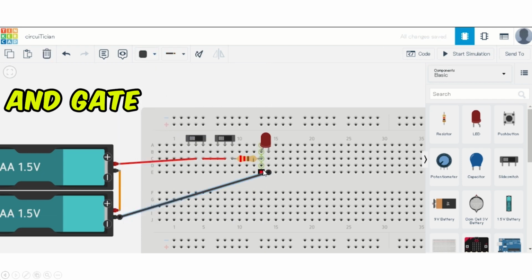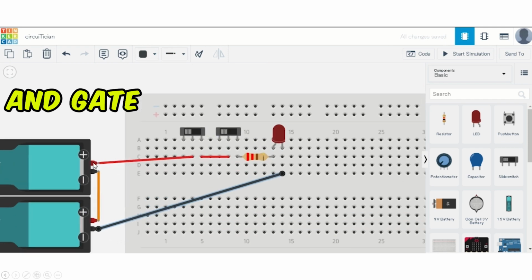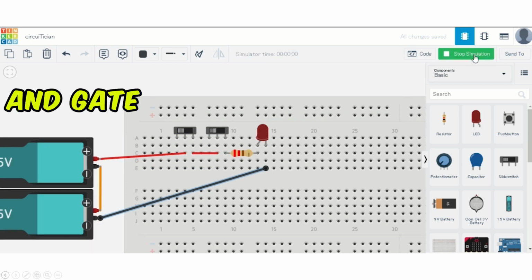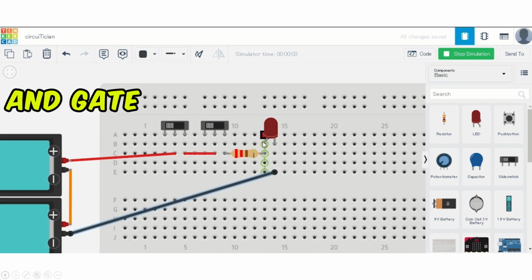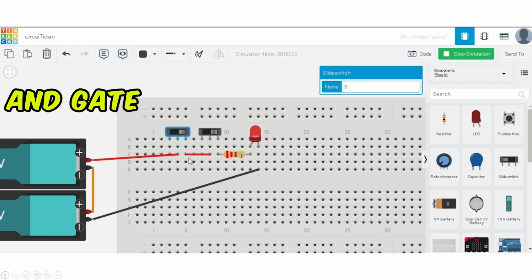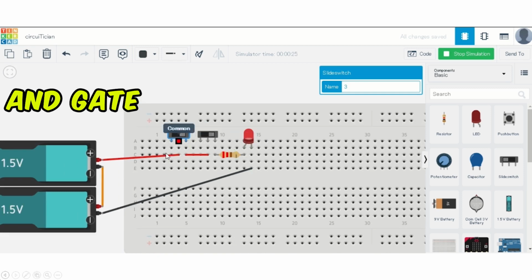Now if I turn off both the switches, the light will not glow. If I turn on both the switches, then the light will glow. Now I have started the simulation and I am turning on the switches one by one. I have turned on the first switch and now the second switch, so the light is glowing. If I turn off any one of the switches, the light will turn off because it is an AND logic gate, and for that reason the switches are connected in series. So this is the AND gate logic circuit. So you will make it on the physical breadboard.